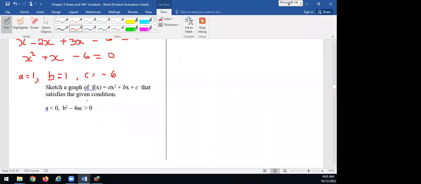Now, sketch the graph of this function that satisfies the given condition. So you're told that A is negative. If A is negative, what does that tell you about the shape of your graph? When the x squared term is negative, what does that tell you? How does your graph shape? What is it? Come on, guys, I did this in chapter 2 and we reviewed it in chapter 3, the first part. Right, it's going to flip over.